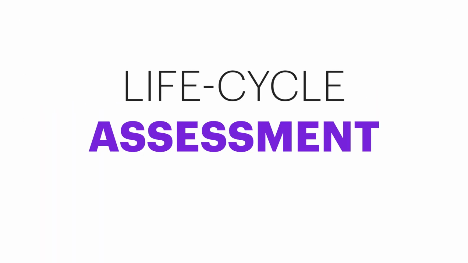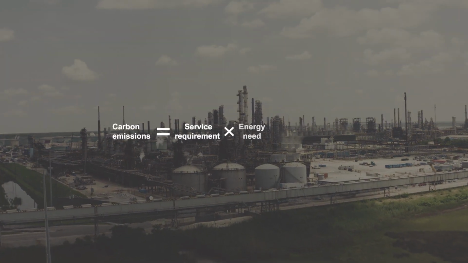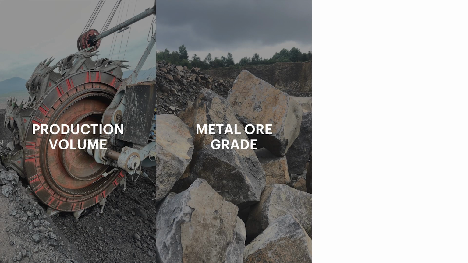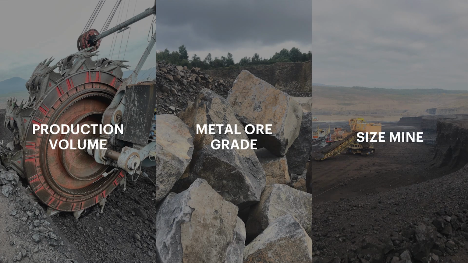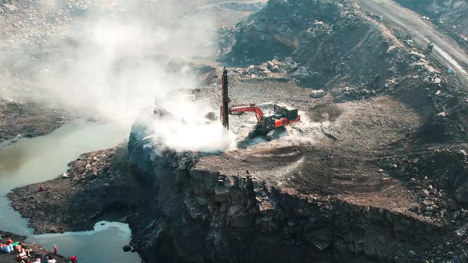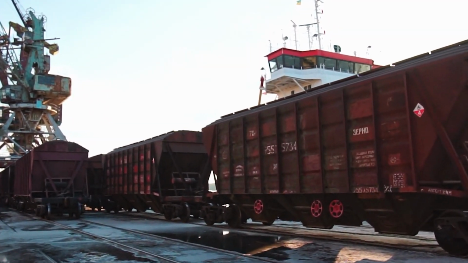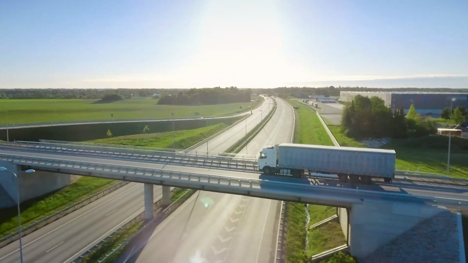Now, let's take a look at the life cycle assessment of selected activities. For this, the carbon emission is estimated following the equation we defined previously. First, let's briefly look at primary metals and each phase of the primary metals life cycle. For each phase, service requirements such as the production volume, metal or grade, or size of mine are parameters taken into account, along with their energy needs considering the efficiency of drilling or of the extraction process and the type and quantity of energy used for each step of the process. This logic is repeated in each of the steps of the production process.